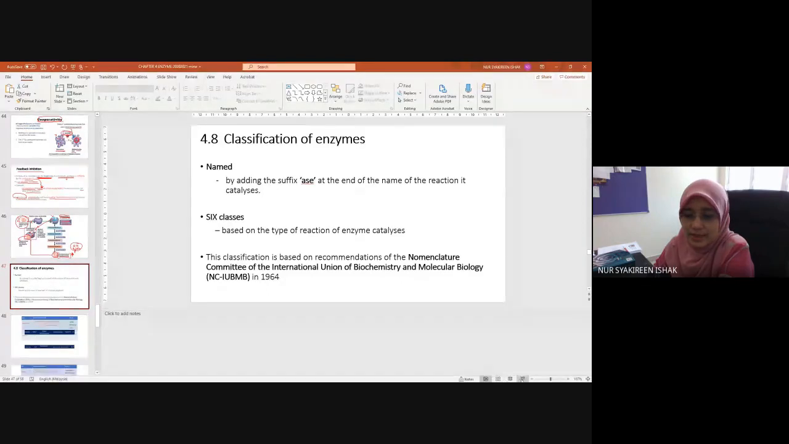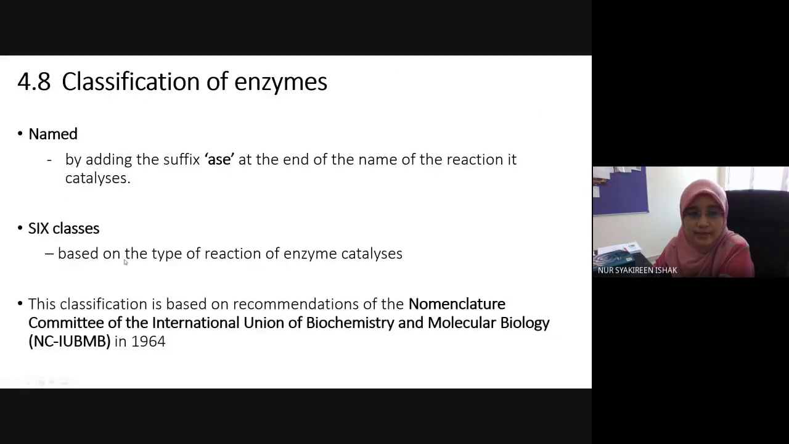Okay, so next one is classification of enzyme 4.8. Okay. So enzyme are classified based on the type of reaction they will catalyze. Okay. So as you know, most enzyme, how do you identify that they are enzyme? So at the end of the enzyme, you have the suffix ACE, okay, at the back of the name of the enzyme, okay? Maltase, sucrase, and all that, lipase, okay? So they have ACE at the end of the name for that enzyme, okay?